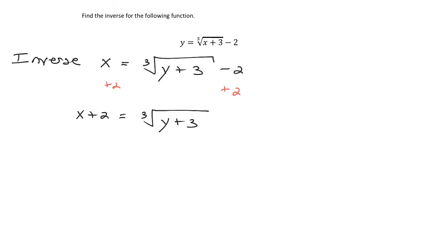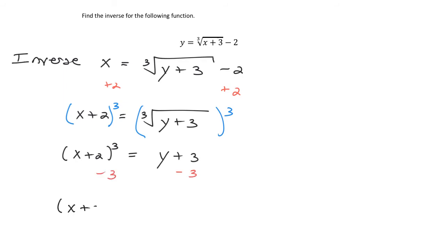I now want to get rid of the cube root. And we talked about this in a previous lesson where if you want to undo a cube root, you would cube both sides. On the left, I have x plus 2 cubed. And on the right, cubing a cube root leaves me with just y plus 3. I'm going to opt to not cube this out. Instead, I'm going to subtract 3 from both sides of my equation. I have x plus 2 cubed minus 3 is equal to y.